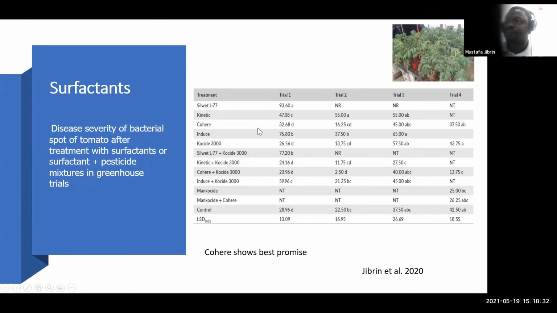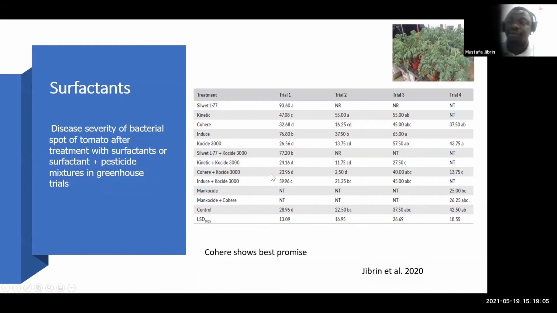But among the other chemicals like Kinetic, the best one we had was actually Cohere. Cohere gave results comparable to the control. In the control, we didn't apply anything, so it was just the bacterium. We found that in most cases, treatment with Cohere had similar results to the control where nothing was applied. But for the others, Kinetic and Induce, the results were mixed. In some cases it's the same, in some cases it's different.